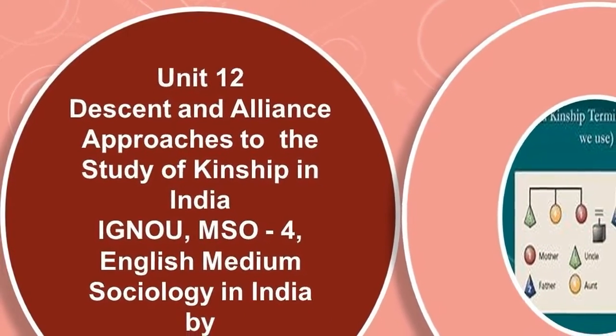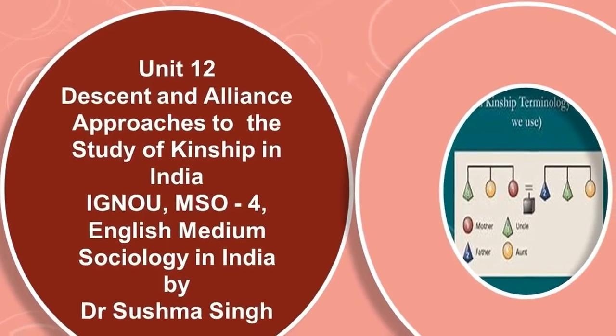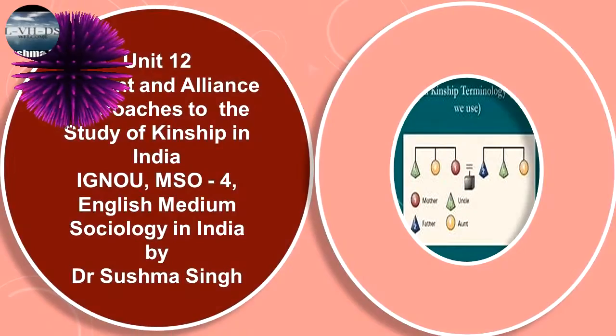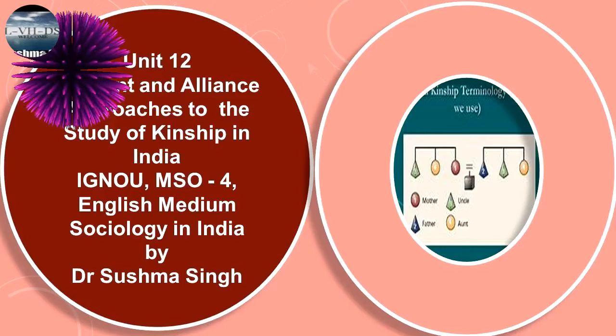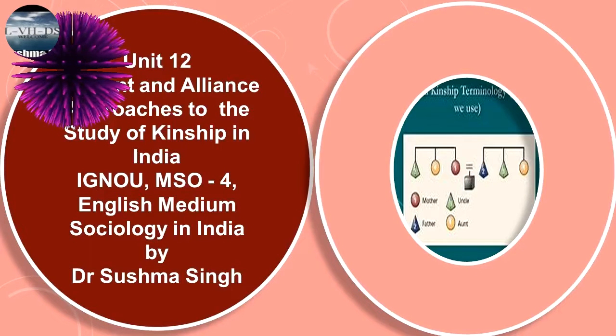Today in Unit 12, Descent and Alliance Approaches to the Study of Kinship in India, we are continuing our topic on application of alliance theory to the study of kinship system in South India. The subtopic is marriage rules.